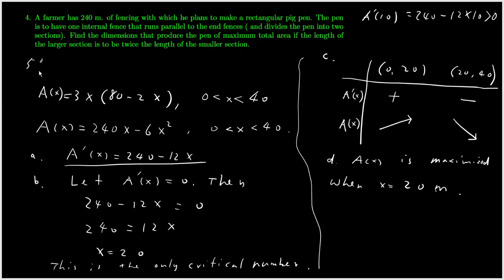That's 4 sub-steps in step 5. And then eventually you need to answer the question in words. We are looking for the dimensions that produce the pen of the maximum total area. Finally, you answer the question in words.